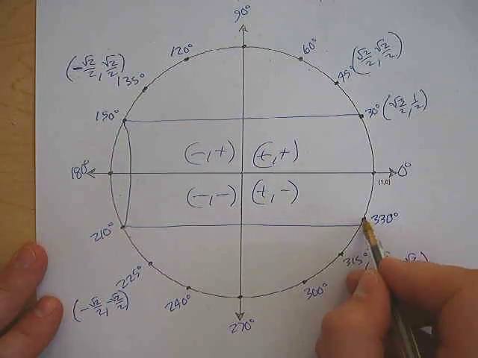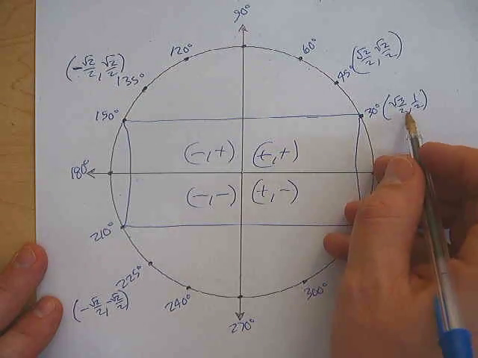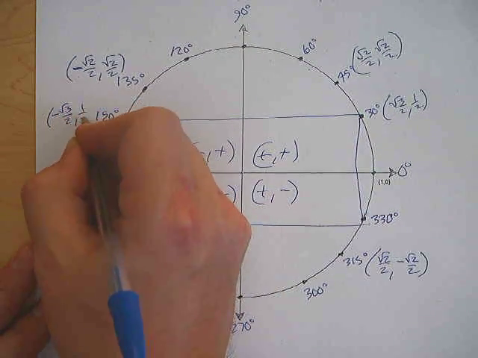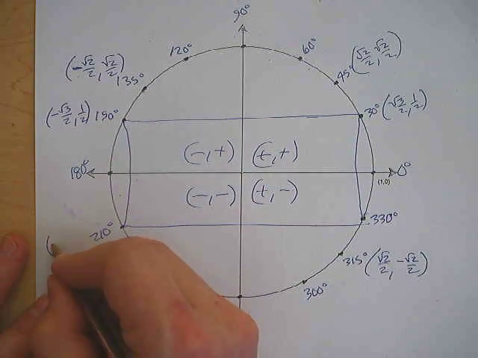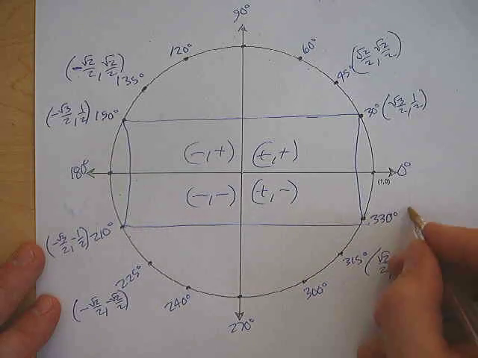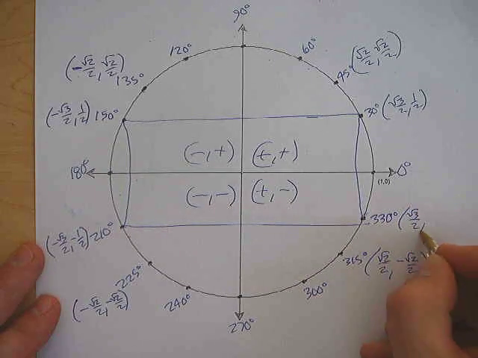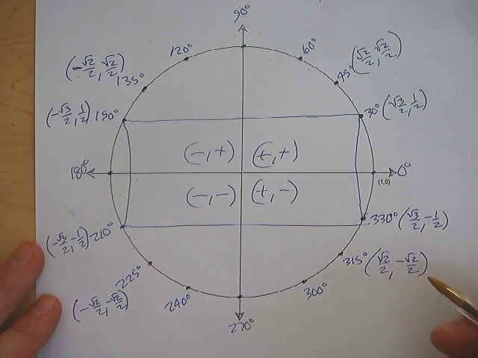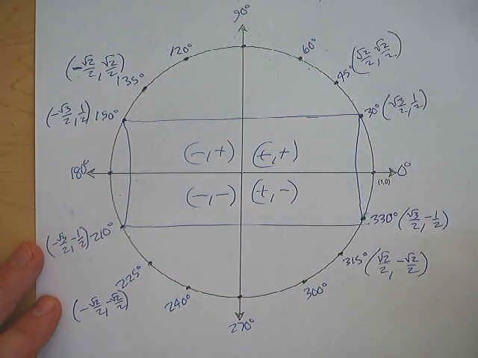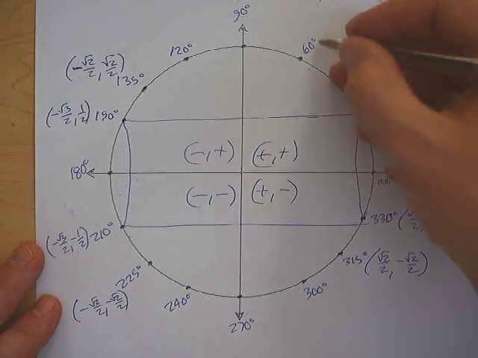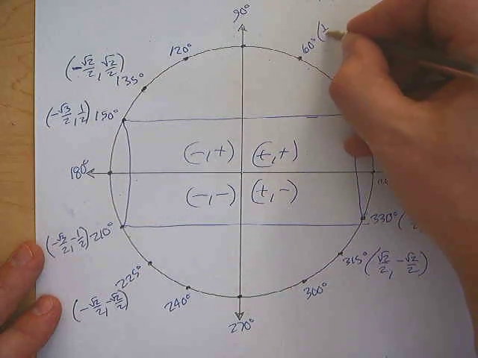Okay. Now 30 is going to be square root of 3 over 2, comma, 1/2. If I make myself a little rectangular box, it's symmetrical. Across here is going to be negative square root of 3 over 2, 1/2. This is going to be negative square root of 3 over 2, negative 1/2. This is going to be positive square root of 3 over 2, negative 1/2. So these are all the same, except for different signs.